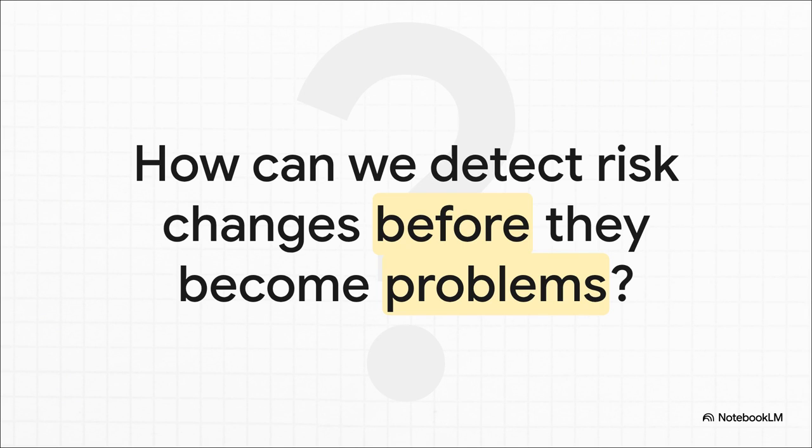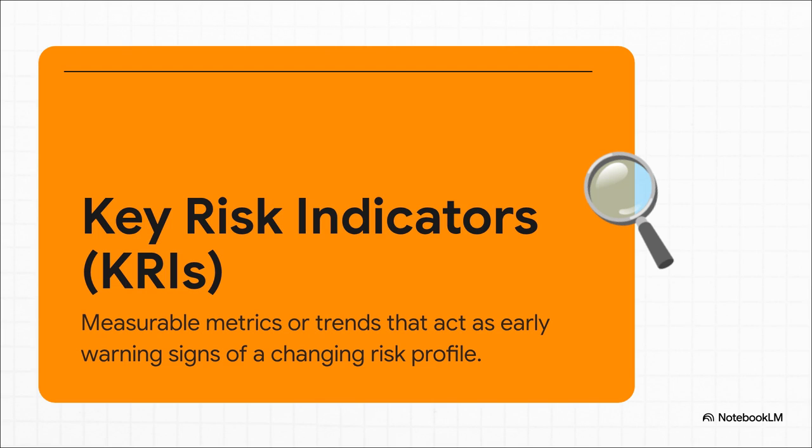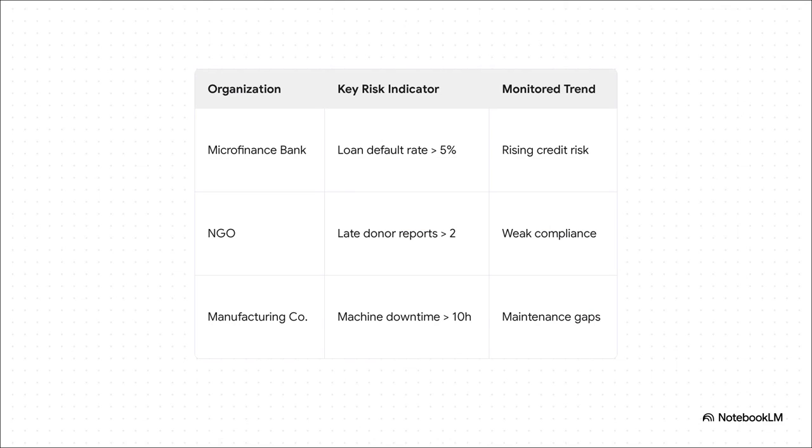The answer is all about identifying the right early warning signs. And this is where key risk indicators, or KRIs, are absolutely essential. Think of them like the vital signs for your organization's risk health. They are the specific, measurable metrics that act as those early warning signals, alerting you to a changing risk profile before it becomes a crisis. Let's see this in action.